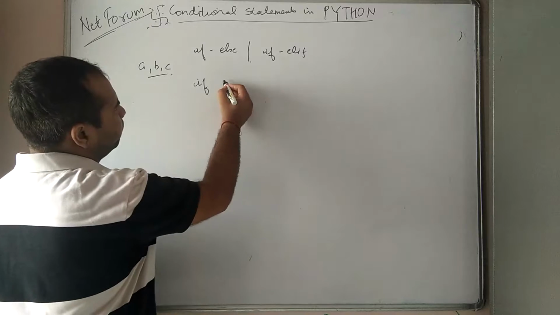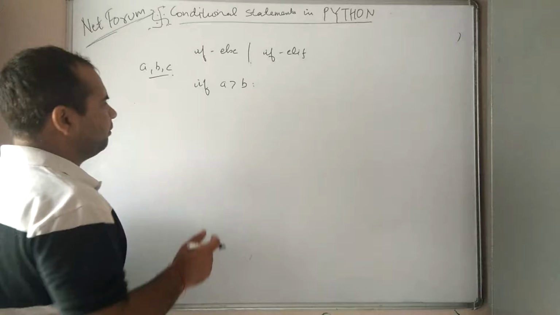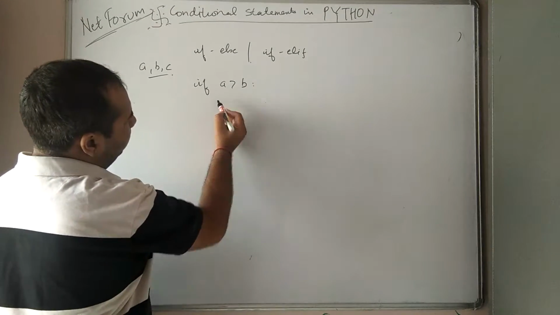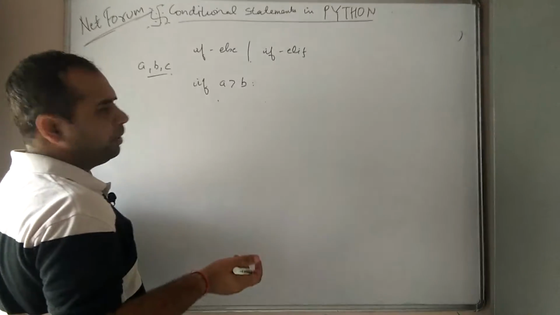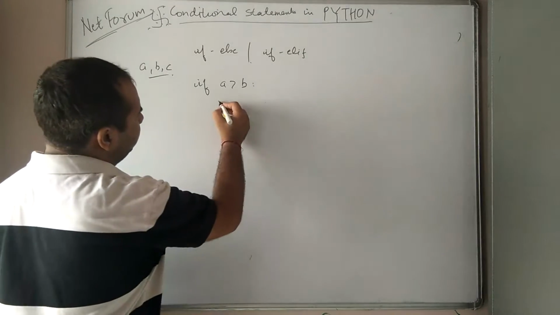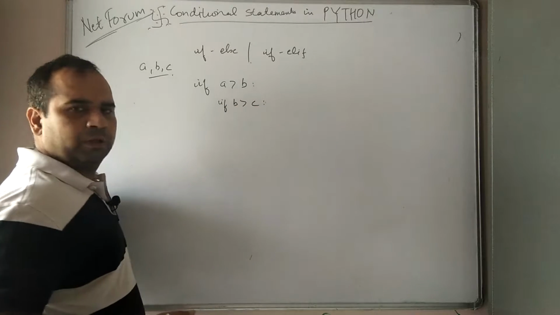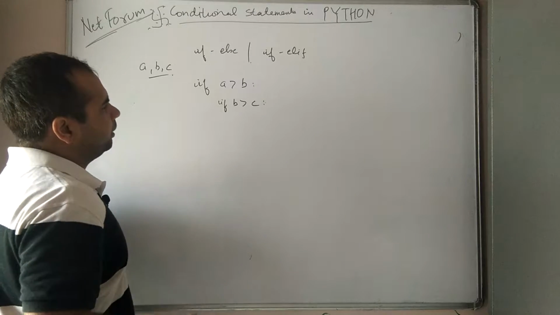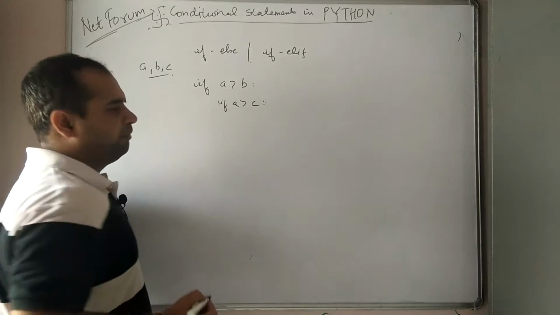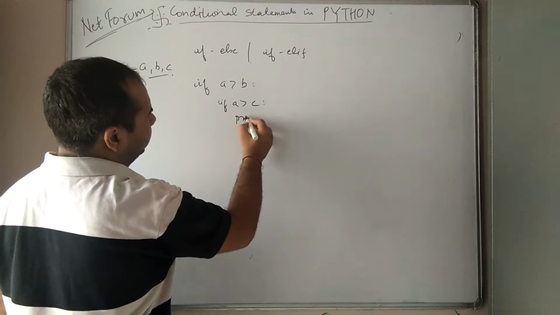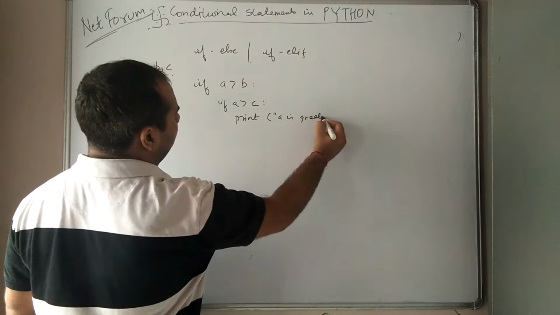Now if a is greater than b, then the moment we put the colon, we get ourselves something here. Then, since a is greater than b, we go and check the relation between b and c. If b is greater than c, then it is very much clear that a will be there. If a is greater than c, then it will be very much clear that the greatest integer is a. Print a is greater.